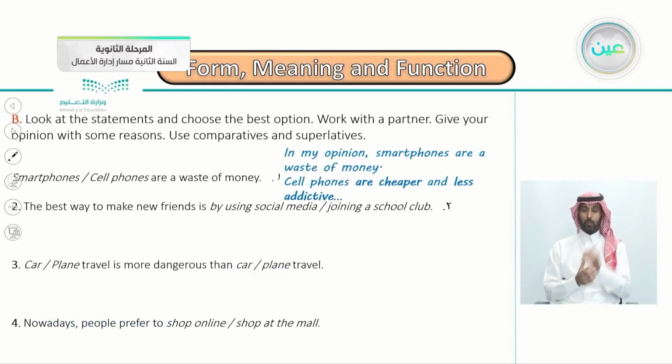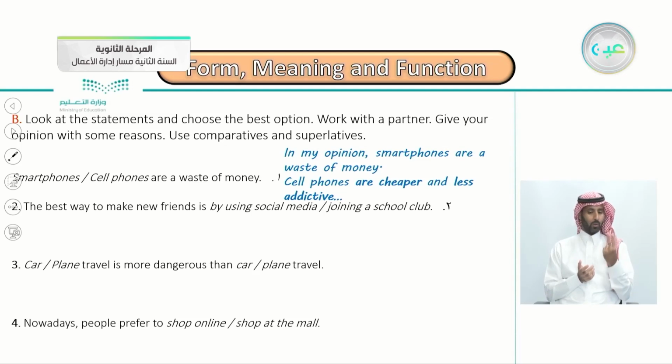Look at the statements and choose the best option. Work with a partner, give opinion with some reasons, use comparative and superlatives. Of course, the first one is already done for you. Smartphones, cell phones are a waste of time. This is giving your own opinion. You say, in my opinion, smartphones are a waste of money. Cell phones are cheaper and less addictive. So we're comparing smartphones and cell phones, and you say that they are a waste of money. So this is the first one, which is already done.